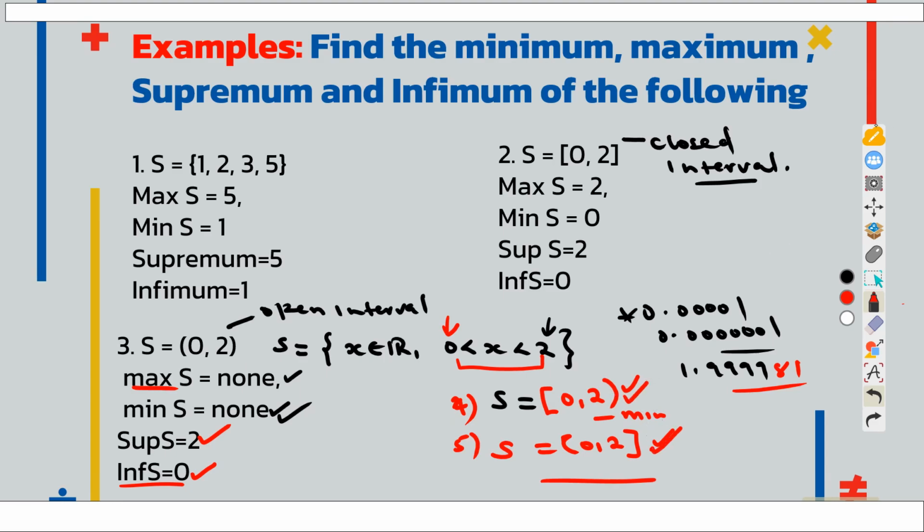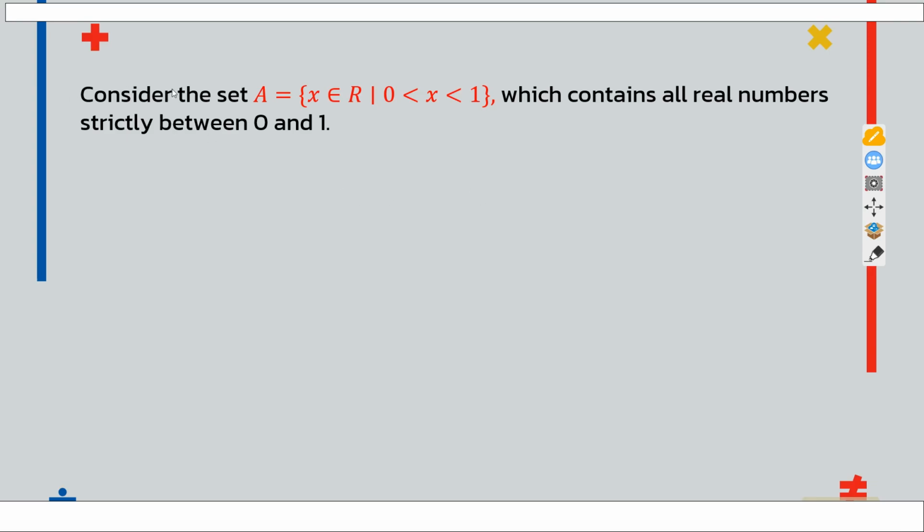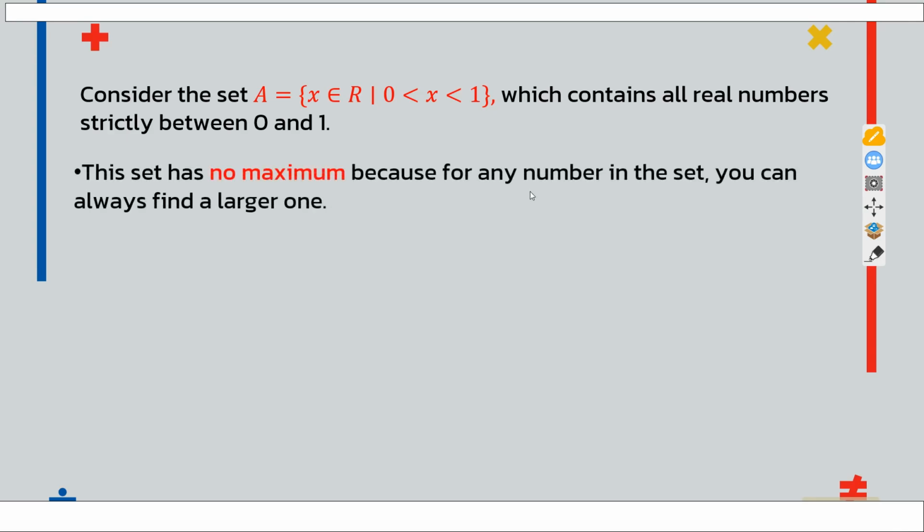So let us go on and look at something else, more of the examples. The next example is: consider the set A, where x is an element of the real numbers, and the elements of the set A are from 0 to 1. But you realize that this set does not contain the endpoints 0 and 1, so it contains all real numbers strictly between 0 and 1. So these numbers are strictly between 0 and 1, meaning 0 and 1 are not part of the set.